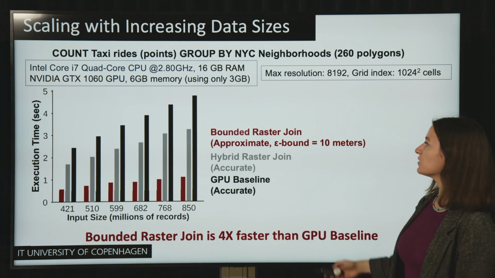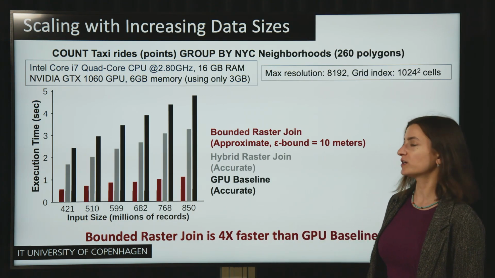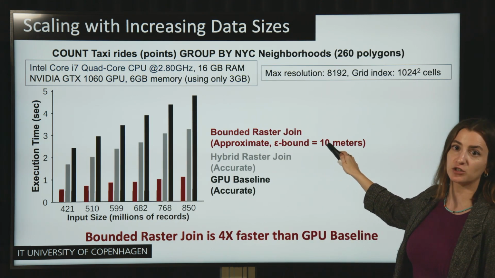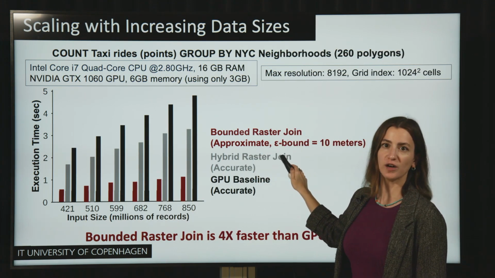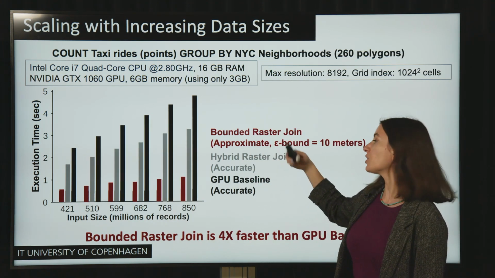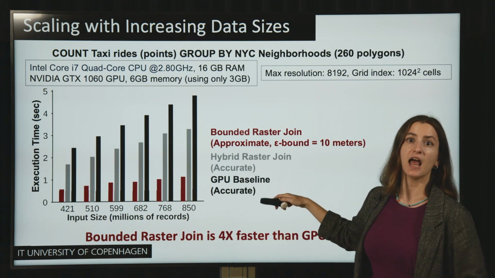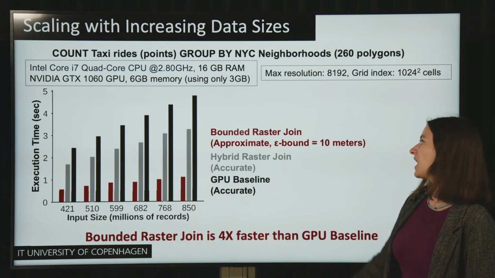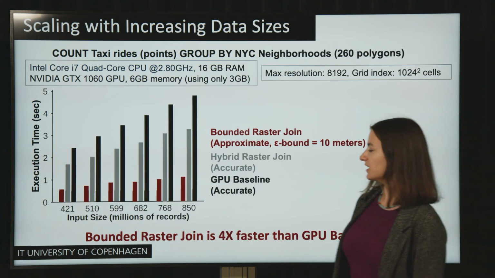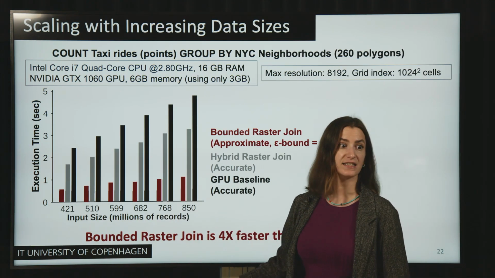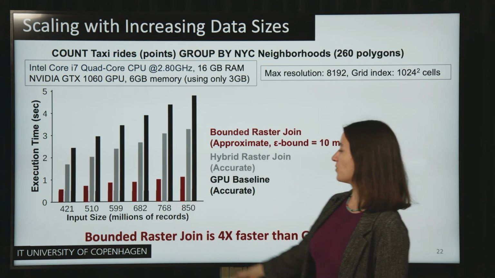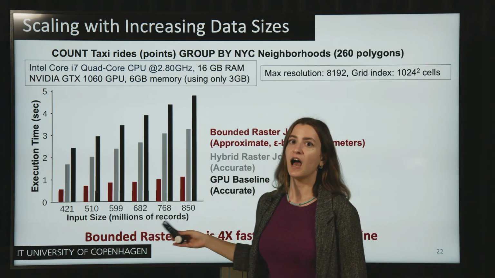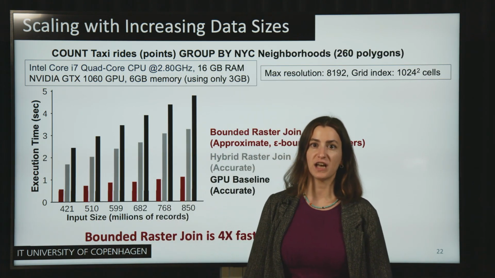In this experiment, we compare both versions of our raster join approach. That means the bounded raster join, which is approximate, and here we use a distance bound of 10 meters, and the hybrid raster join, which computes accurate results. And we compare them with a baseline that we implemented based on the state of the art, also on the GPU. This baseline is also accurate. You can see the results in this graph, where on the x-axis we vary the input size for the point dataset in millions of records, and on the y-axis we measure the execution time in seconds.